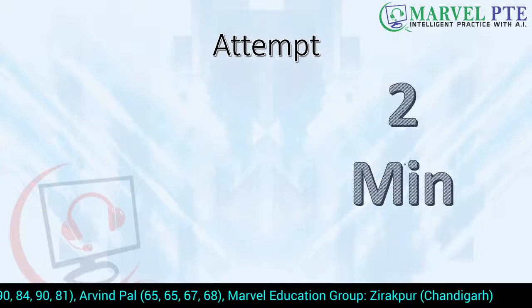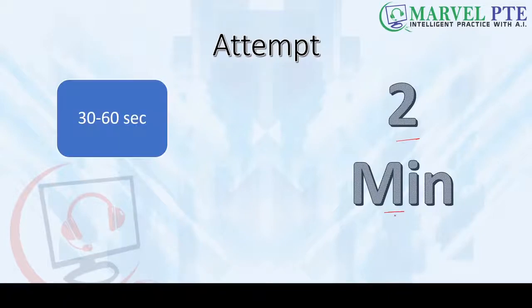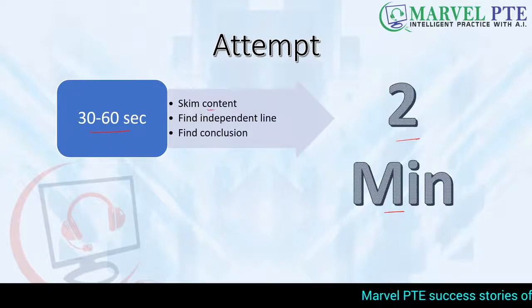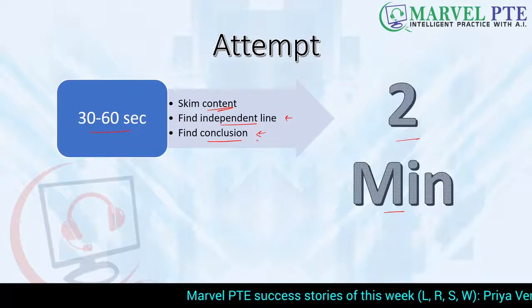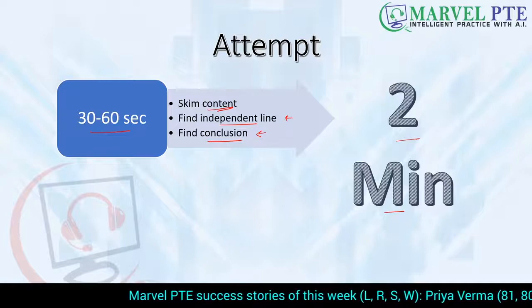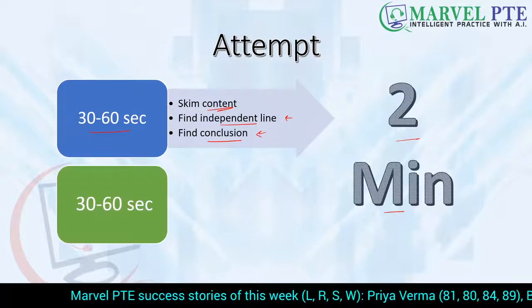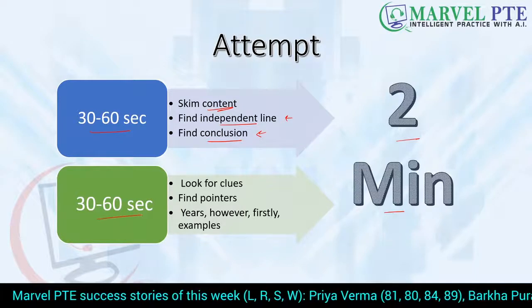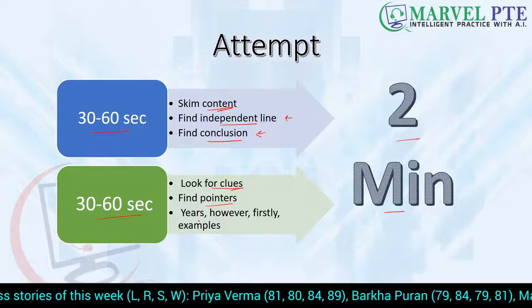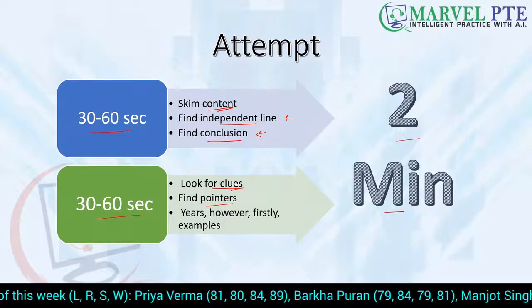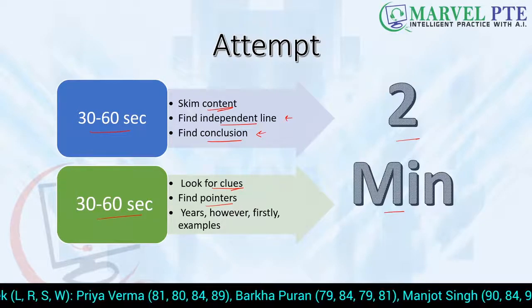And remember, you have 2 minutes, and in 2 minutes you have to solve your reorder paragraph. So in first 30 to 60 seconds, you are going to skim the content. You have to find independent line like we did today, and you have to find conclusion line. That is optional, if you are able to find, and we could find conclusion line today. In the next 30 to 60 seconds, you have to look for clues. You have to find pointers for solving your reorder paragraphs, and then you are able to make pairs.